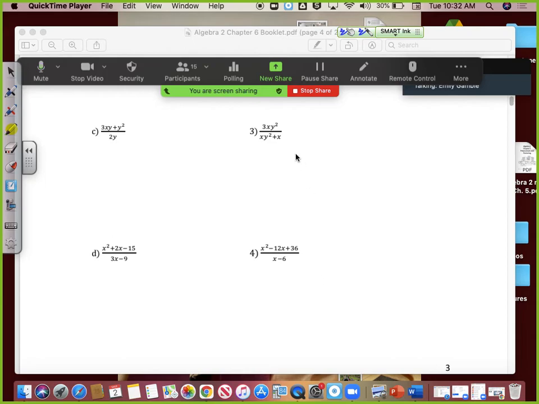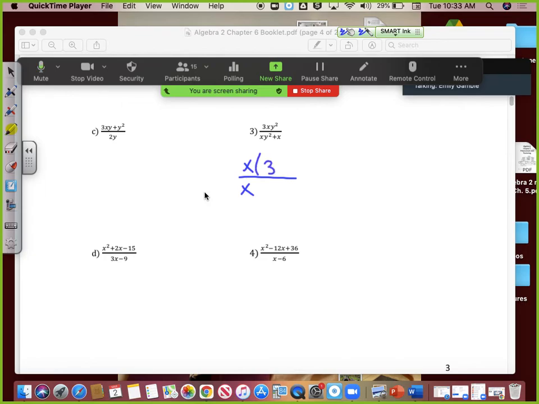3xy squared over xy squared plus x. So there's no number that I can take out of all of them. Let's look at the x's. I can take 1x out of all of them, and I can take no y's out of all of the terms. So notice there's 1 term at the top, 2 at the bottom. You have to look at all 3 in order to find the GCF that you can take out of everything. So I can only take an x from everything.